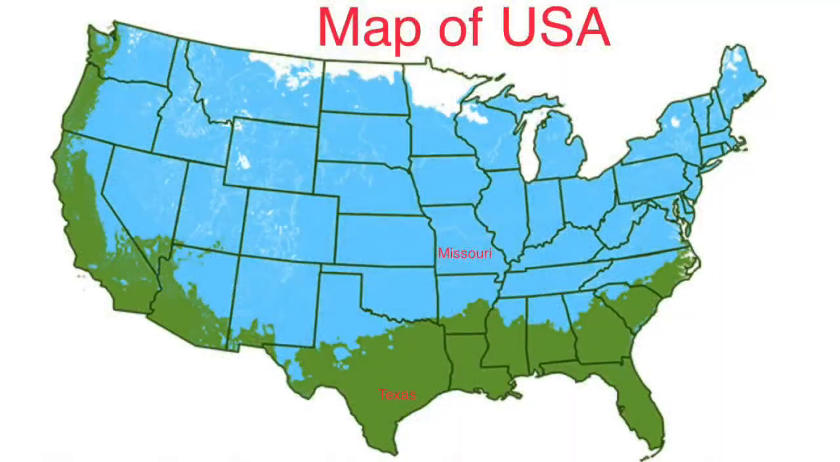Let's look at this map of the USA. When you look at the map, the top parts are cooler areas, and it's warmer as you go to the bottom. In the middle, you will see Missouri. Towards the bottom in the middle, you will see Texas. You can see also that the blue areas are not as warm for plants as the green areas.